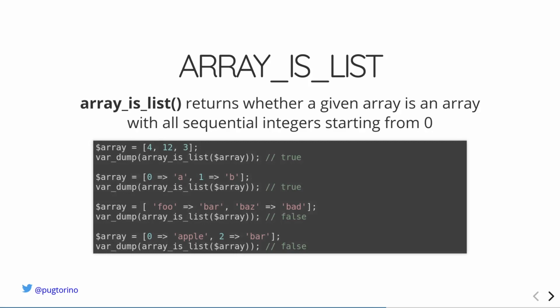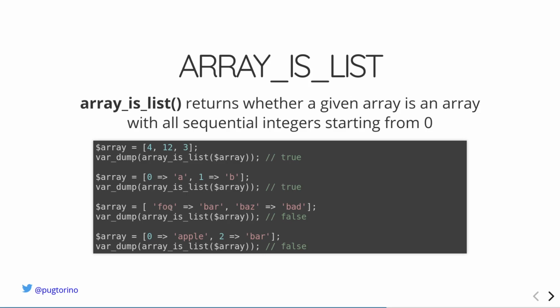So let me give you some examples. Imagine that you have an $array with 3 elements, these 3 integer values. If you pass it to array_is_list, this will be true because this is actually a list of values. Second example, you are creating an array using an associative array, but the keys are numbers starting from 0, so 0, 1. This is equivalent to writing $array = ['a', 'b']. It is basically the same. Also, if you pass it to array_is_list, it will be true.